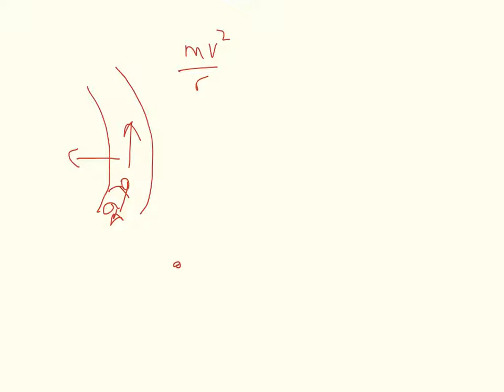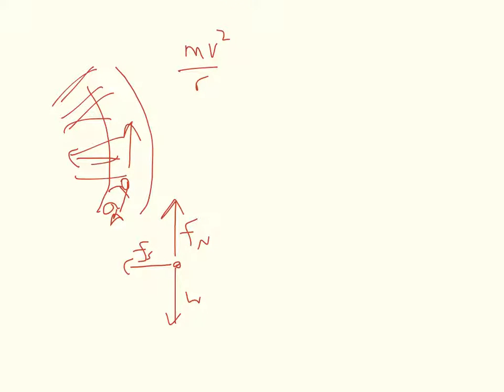So if we do a free body diagram, the bike has weight, and it has a normal force, and then it's got this frictional force, in this case static friction, that's pushing it in a circle. It's causing it to go around. It's continuously pushing into the center. That's static friction. So we say mv squared over r is equal to static friction.